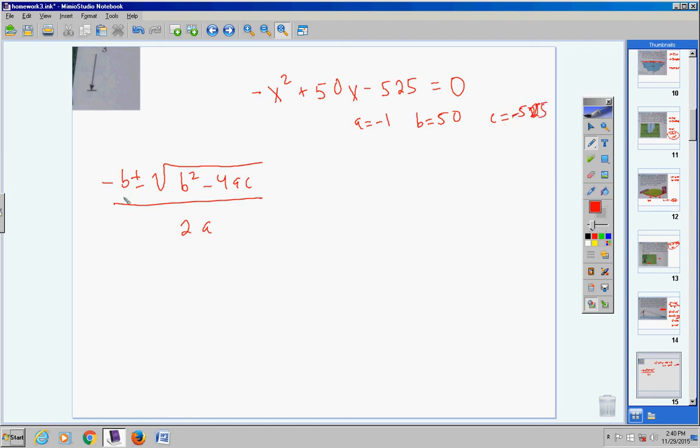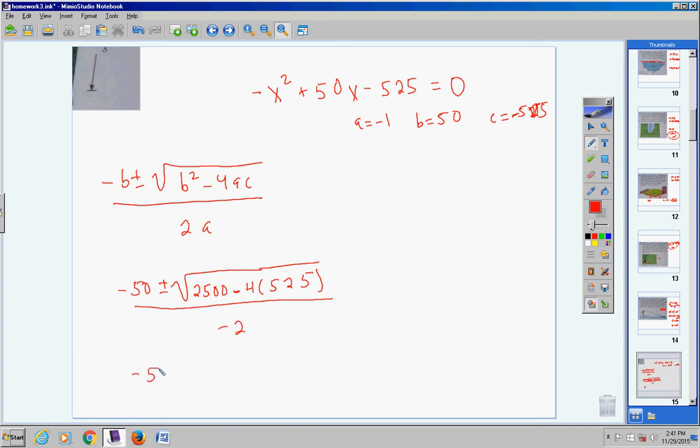Alright, negative b is 50, so negative 50, plus or minus the square root of b squared. 50 times 50 is 2,500. Negative 4, and then a times c. Here's your a, here's your c. Negative 1 times negative 525 would be a positive 525. Alright? All over 2a. A is negative 1, so 2 times negative 1 is negative 2.